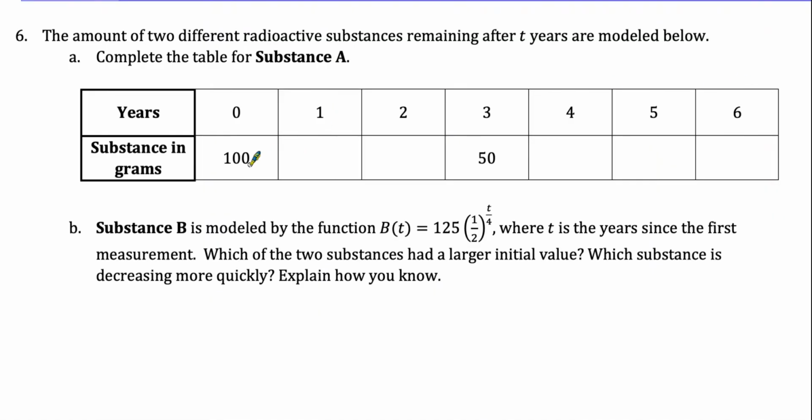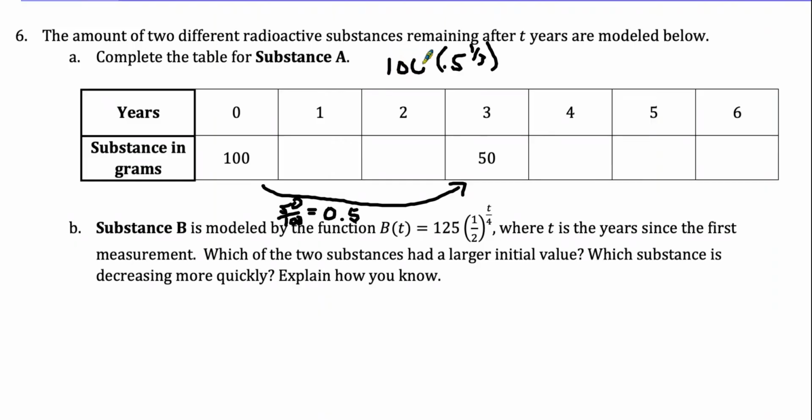So first, let's try to write a function to model this situation. What I know is that after 3 years, my growth factor would be, well, I would just do a value divided by the previous value. So 50 divided by 100, that would just be 1/2 or 0.5. But if that is over a 3-year period, that means that my growth factor should be to the 1/3 power to get this for every 1 year.